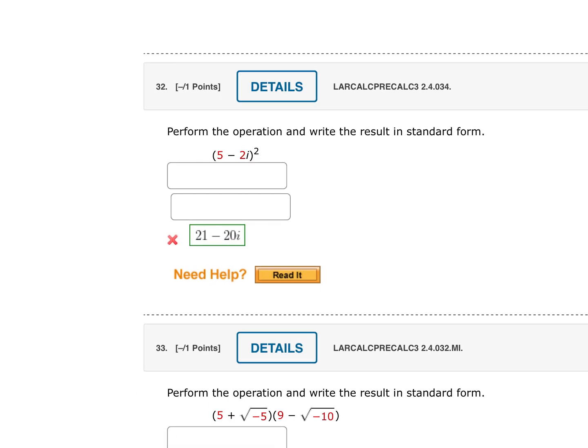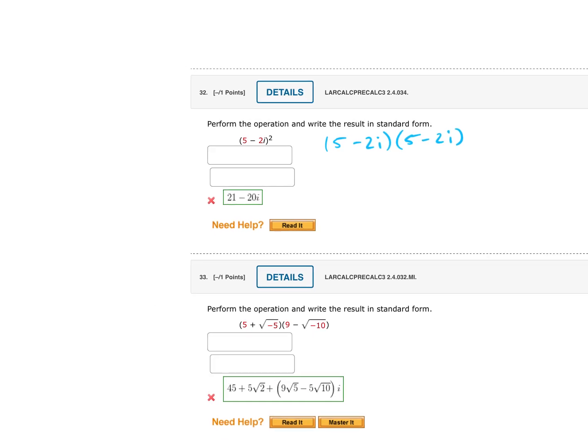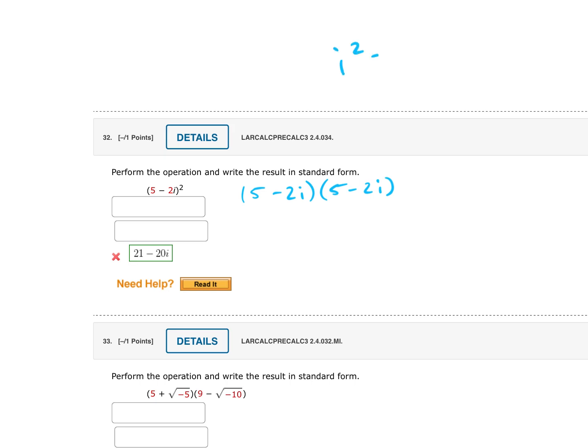For something like 32, make sure you know that if it's squared, write it twice and FOIL it out. You cannot distribute the squared. What does i squared turn into? -1.